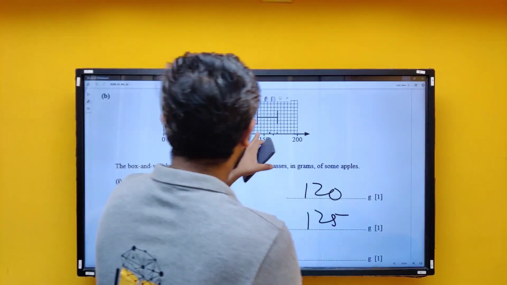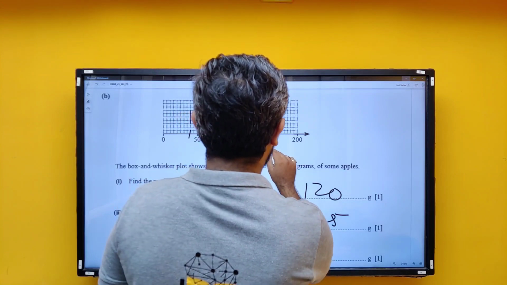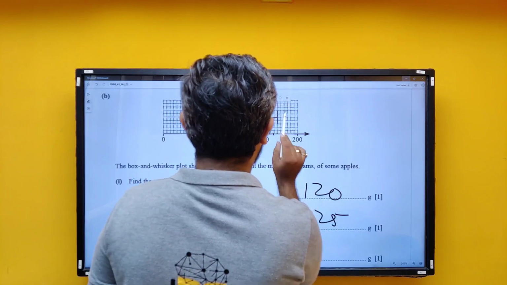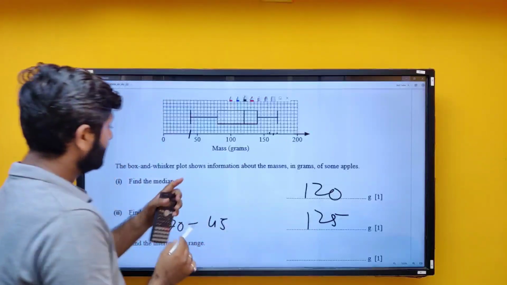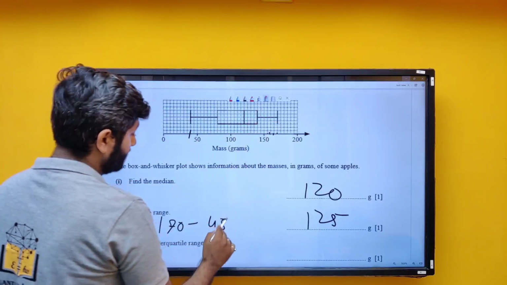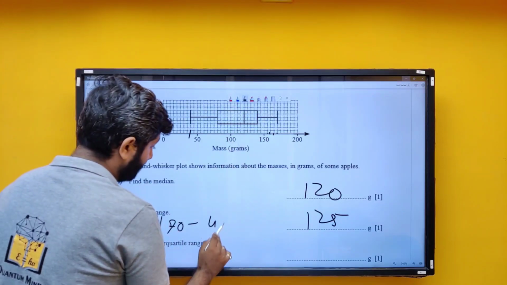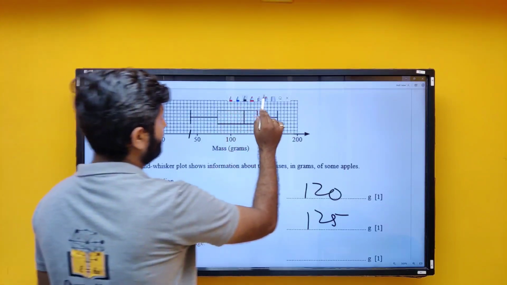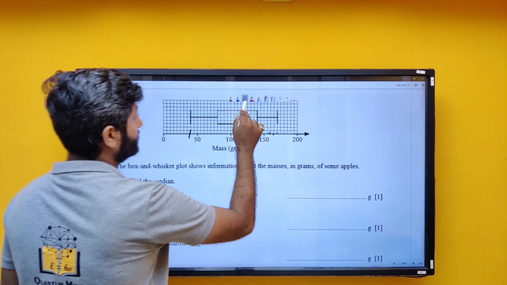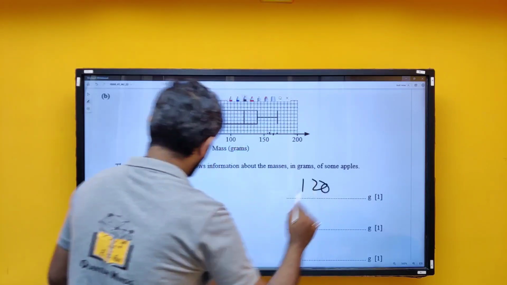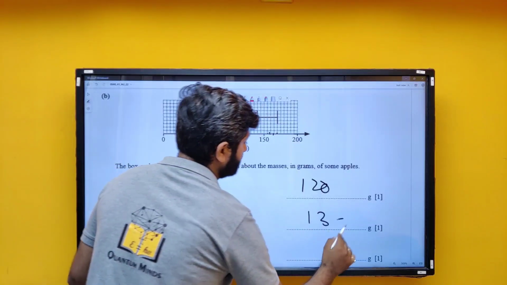Just let me again check. 150, 155, 160, 165, 170. Yes, and the lowest value is 40. Again, my mistake. This is 40, not 45. So 170 minus 40 is 130, which is my range.